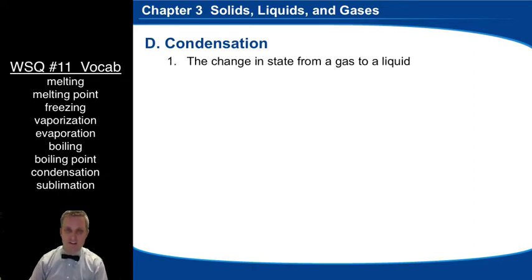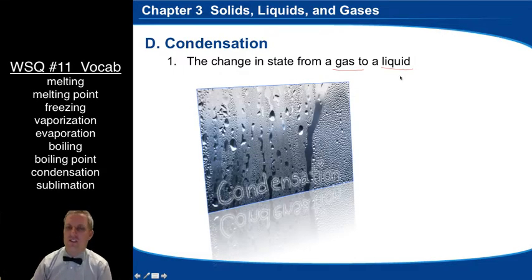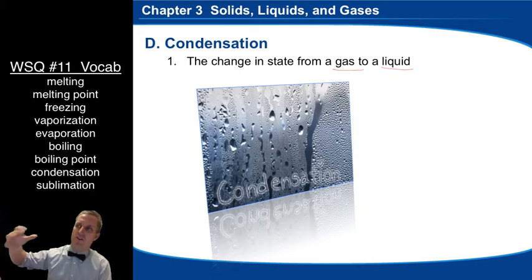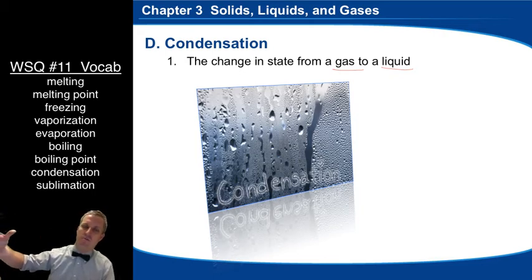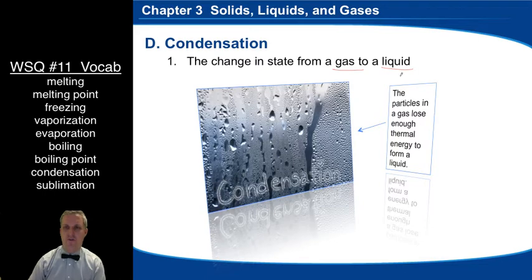Then you have condensation. Condensation is the change in state from a gas to a liquid. Similar to what we saw in the other forms, condensation occurs when you have less and less energy. As a gas is moving around, as it starts to cool, it loses thermal energy. It starts to come together and it can condense. We see this a lot in the morning with dew and things like that, and it forms a liquid.